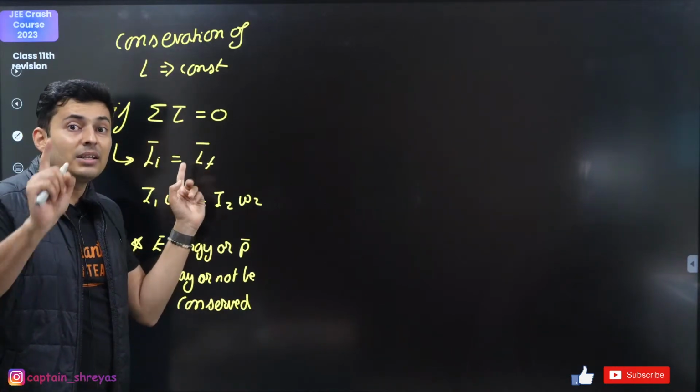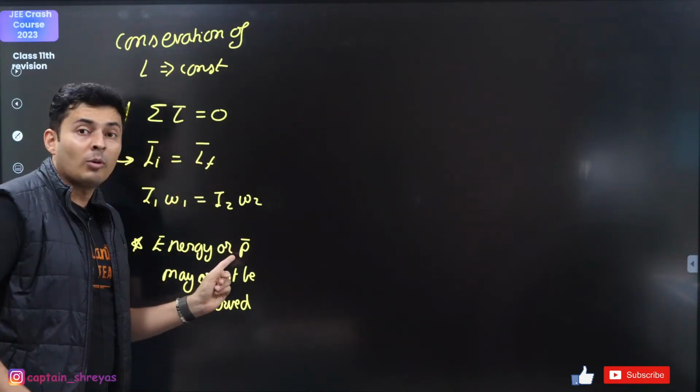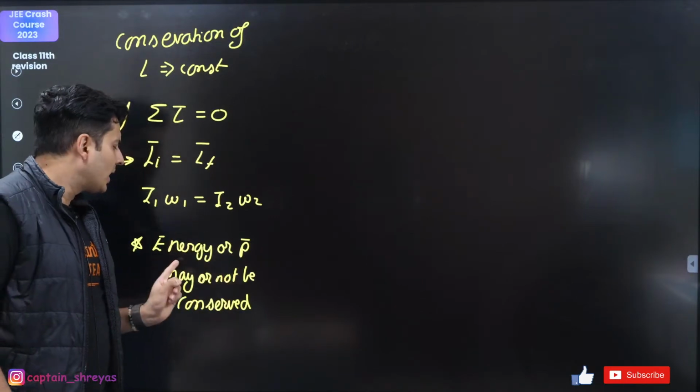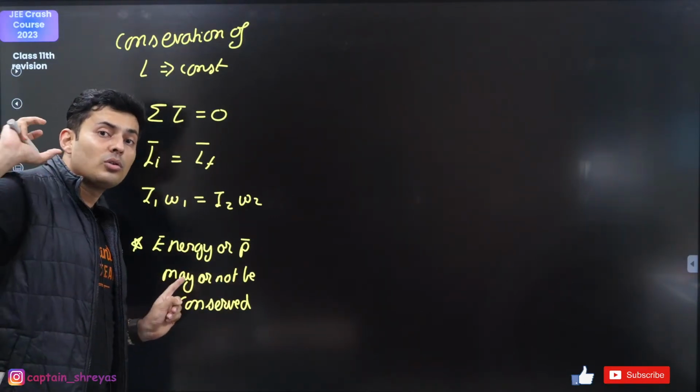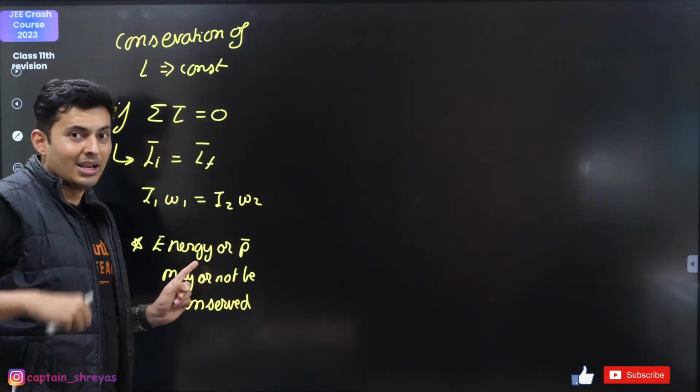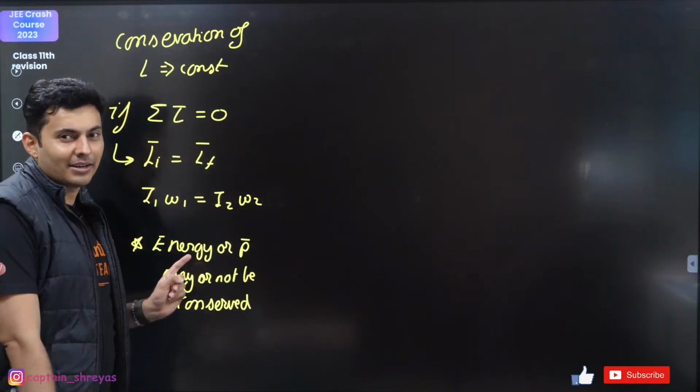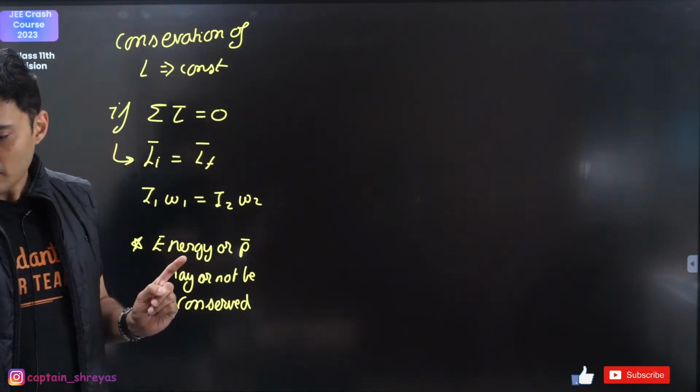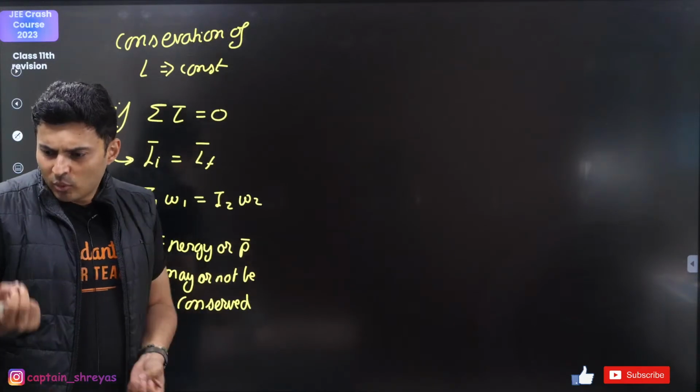For angular momentum, torque should be zero. For linear momentum, force should be zero. For energy to be conserved, no non-conservative forces should do work. Each one has different criteria. Is that clear?